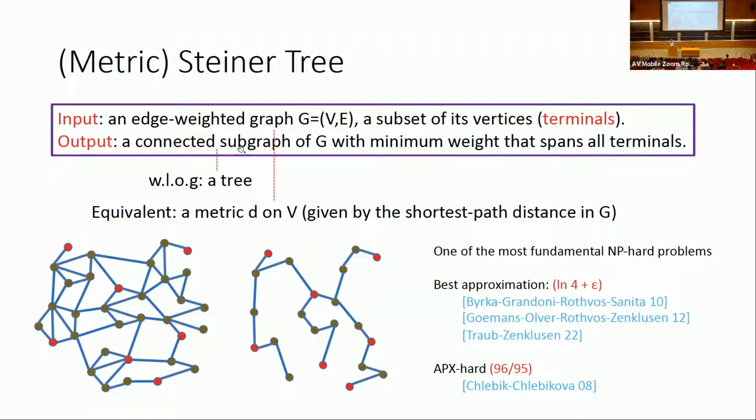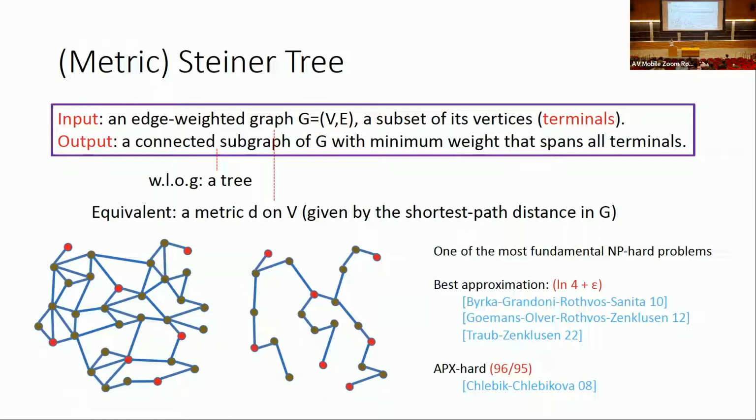This is because if you want to minimize the total weight, then it had better be a tree. Because if you have a cycle, then deleting any edge will not destroy the connectedness of the graph, and you get a strictly better solution. So it's called a Steiner tree.